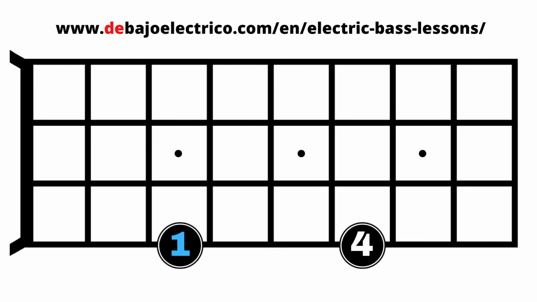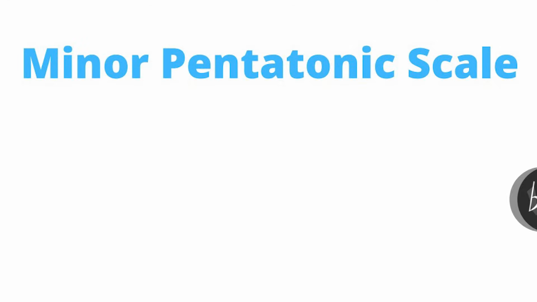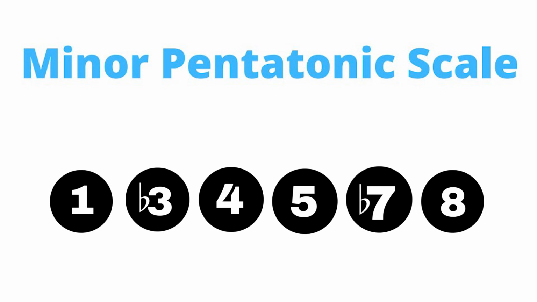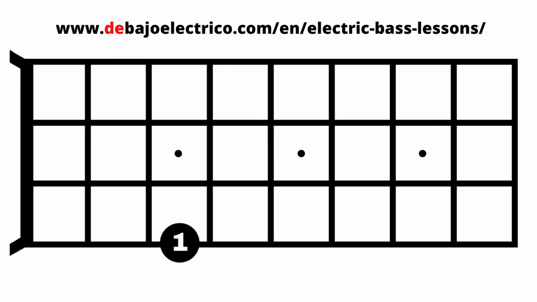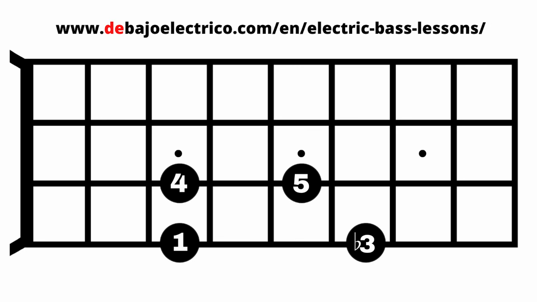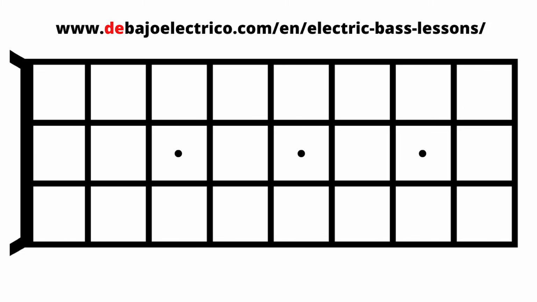Now, we're going to play the minor arpeggio included in this scale. Let's go through the intervals in the minor pentatonic. The minor pentatonic is formed by the tonic, a first, a minor third, a perfect fourth, a perfect fifth, and a minor seventh, 1 tone away from the octave. Let's play the minor pentatonic scale one more time.